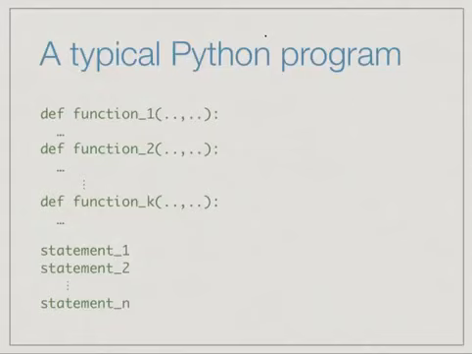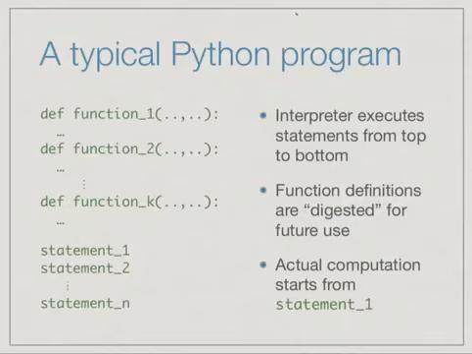We have a bunch of function definitions followed by a bunch of statements to be executed. Remember that we said Python is typically interpreted. An interpreter is a program which will read Python code and execute it from top to bottom. So the interpreter always starts at the beginning of your Python code and reads from top to bottom. Now a function definition is a kind of statement, but it doesn't actually result in anything happening. The Python interpreter merely digests the function.